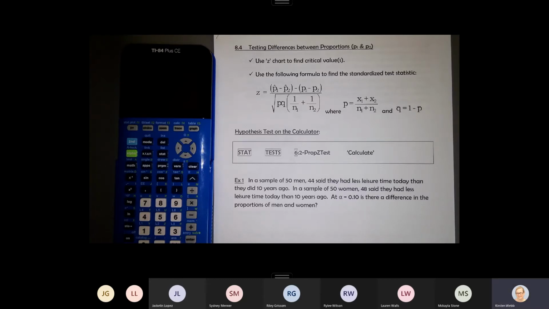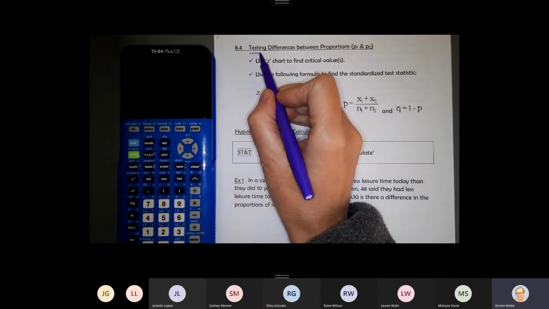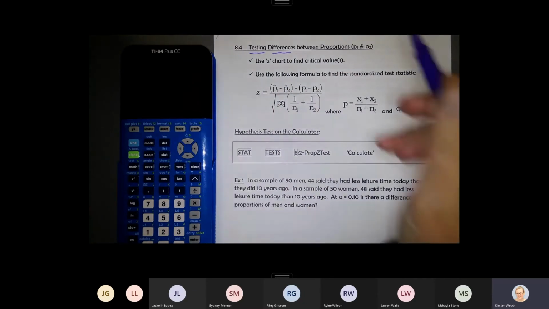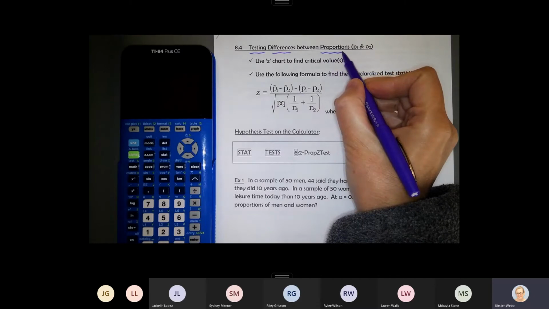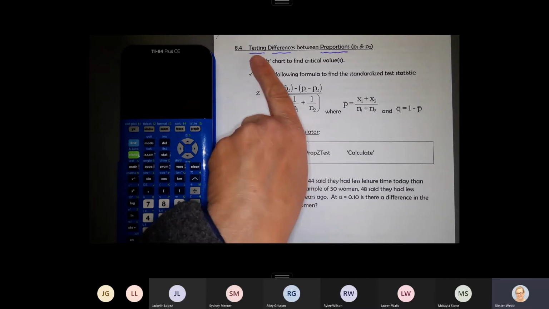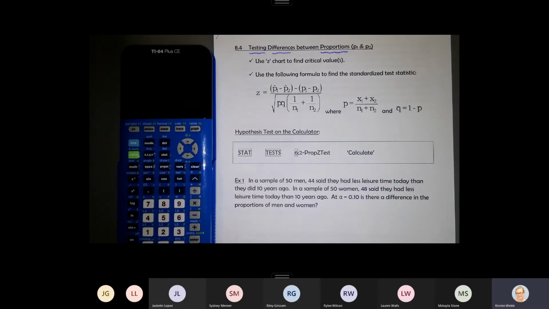So what we're doing in Chapter 8 is we're using our hypothesis testing and our confidence intervals again in a new kind of situation. The new situation has to do with comparing different populations. So what we'll be working on here today is using a hypothesis test to see if there's a difference in two different populations. Here in 8.4, we're looking in particular at proportions. 8.1 was very similar. We were still testing for differences between two populations, but it was with means instead.